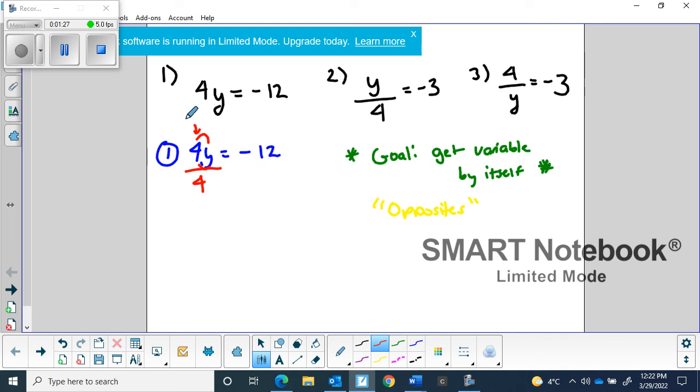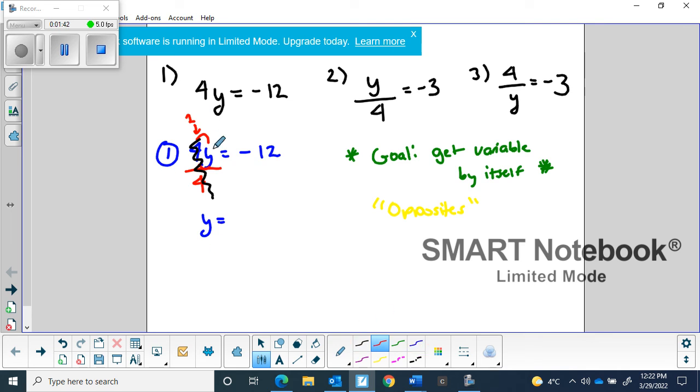When I do that, 4 divided by 4 is just 1, so that actually gets rid of the 4. They're gone, and all that we're left with on this side of the equation is y, which was the whole goal in the first place, when we wanted it by itself with no other letter.